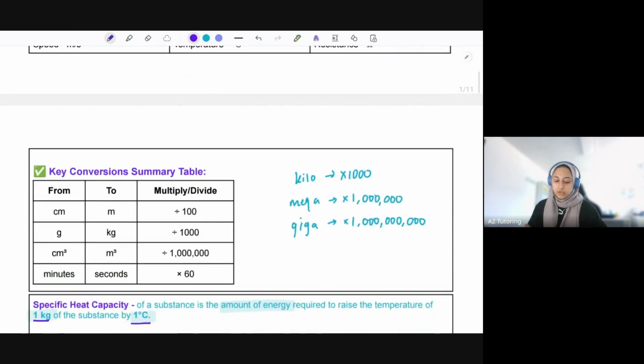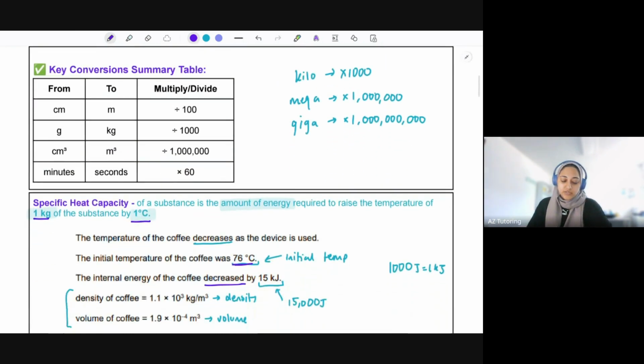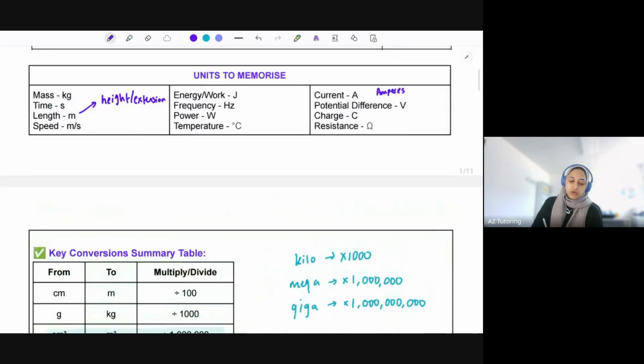For paper 2, you've got more to do for that. And just in terms of conversions, centimeters to meters, you know there's 100 centimeters in 1 meter. You've got grams to kilograms. Centimeters cubed to meters cubed. This is one that trips a lot of people up when you're converting units. So keep that in mind. It's divided by 1 million. And then minutes to seconds, you've got 60 seconds in 1 minute. So just remember, you always have to convert to seconds. Quite a common mistake people make is time. They always forget to put it back down to seconds.